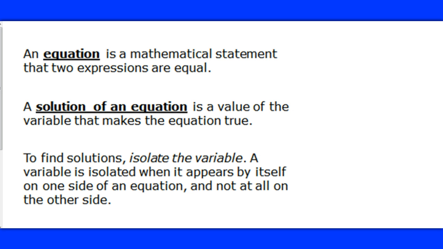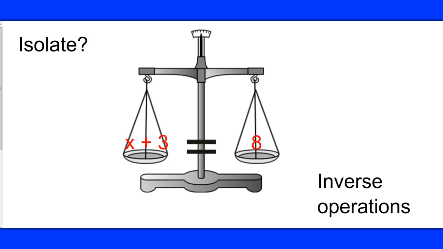An equation is a mathematical statement where two expressions are equal to each other. The solution to an equation is the value for the variable that makes the equation true. The way you need to do this is you need to isolate the variable. Now, what does that word isolate mean? It means get it by itself.